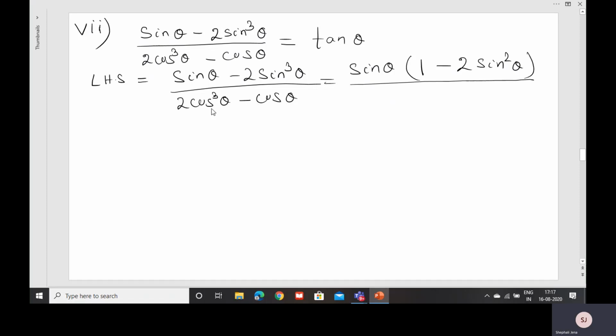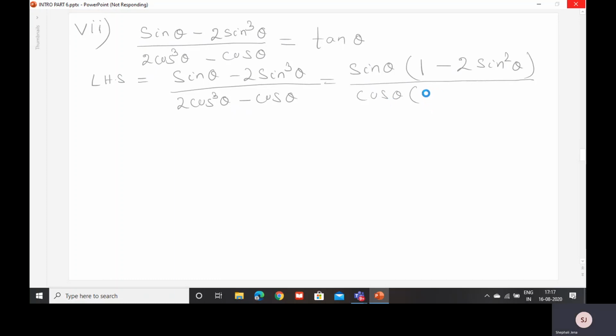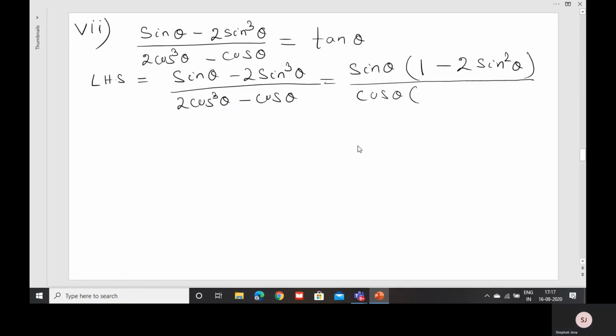In the denominator, you can take common cos theta. Inside the bracket, from 2 cos cube theta, cos theta taken common, it will come 2 cos square theta, and from cos theta it will come 1. So 2 cos square theta minus 1.